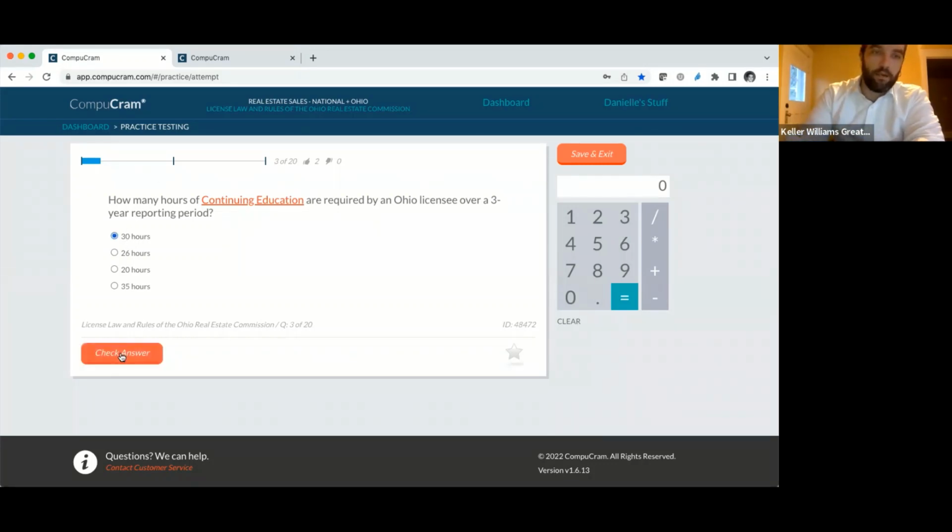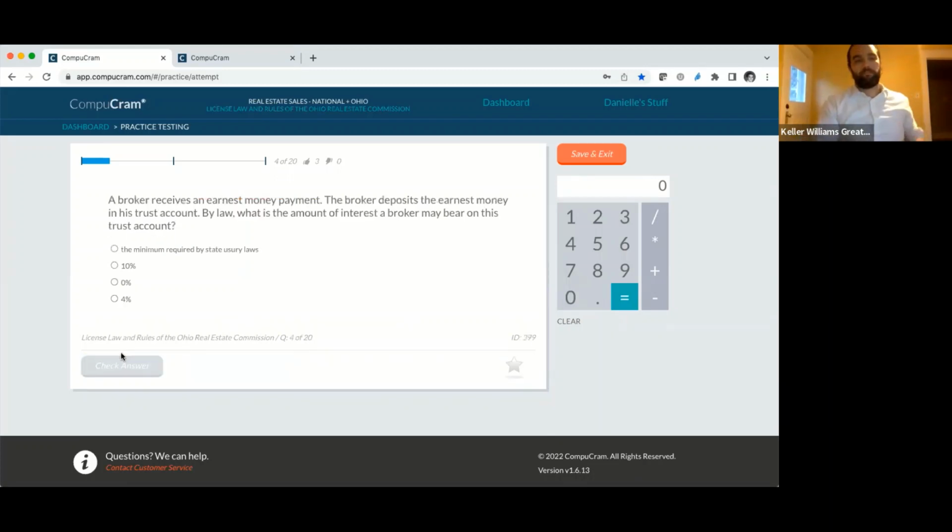It is A, 30 hours. Question number 4: a broker receives an earnest money payment. The broker deposits the earnest money into his trust account. By law, what is the amount of interest a broker may bear on his trust account? A, the minimum required by state usury laws, B, 10%, C, 0%, or D, 4%.